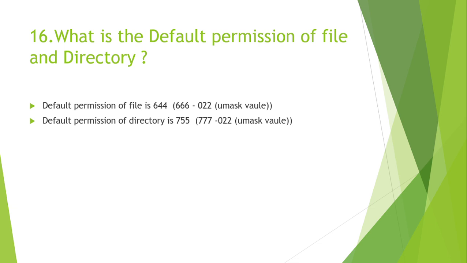Now, what is the default permission of a file and a directory when it is created? So for a directory it's 777, which is decided by the umask value, and for a file it is 644.